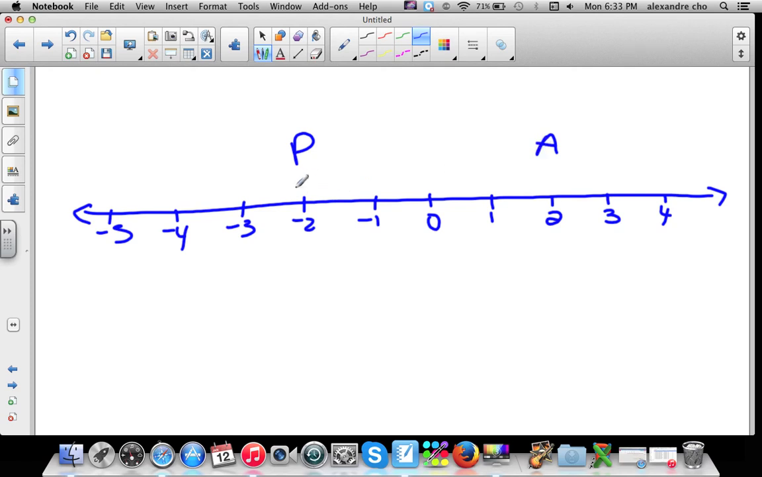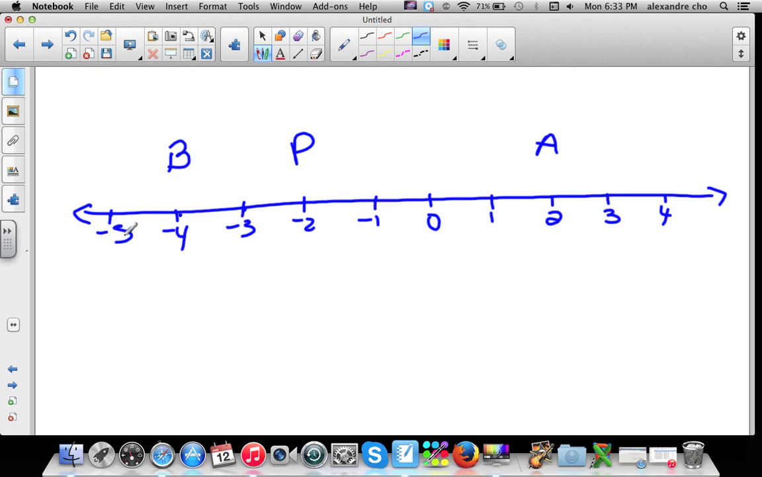Well, a number less than P, it's not going to be negative 1, 0, 1, 2, 3, 4. So a number less than P is either going to be negative 3, negative 4, negative 5. Let's just, for example's sake, pick negative 4. We'll call that point B. Okay, so you could have picked negative 3 or negative 5 as well.